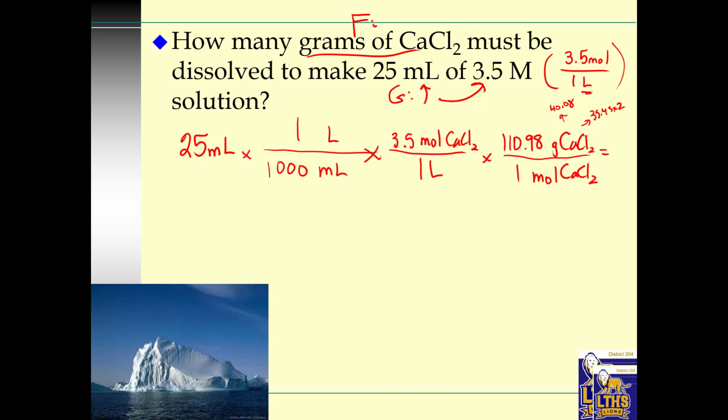110.98 grams. Okay. So by milliliters, see you later liters, but by moles. And guess what we're left with? We're left with grams of calcium chloride. So in order to make this solution, I'm going to have to take 9.71 grams of calcium chloride, dissolve it in enough water to make 25 milliliters of solution.